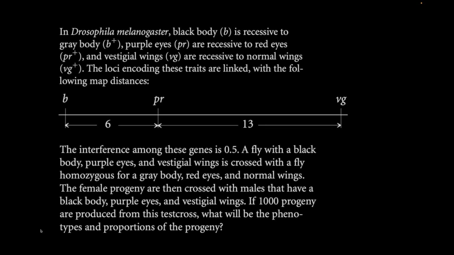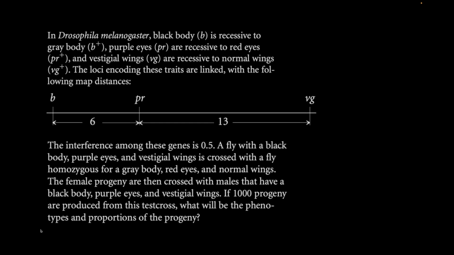Here's our homework problem where we have to back engineer and figure out the percentage of progeny. The total number of progeny is 1,000. The interference between the genes is 0.5. So remember, what is interference? Interference is 1 minus the coefficient of coincidence. If I have 0.5 as interference, that means the coefficient of coincidence is 0.5.